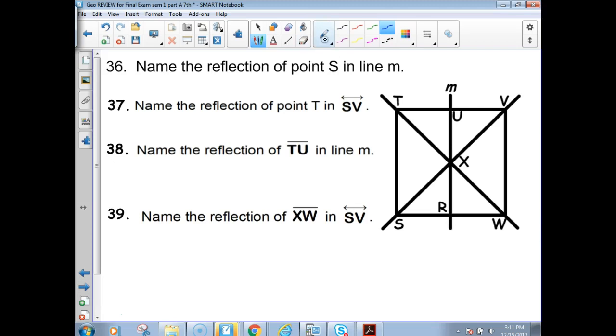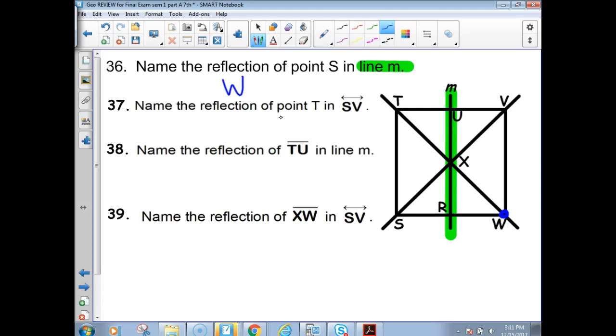36, we had some trouble with this on the last unit test in Chapter 9. We're going to reflect in the line M. I'm hoping I'm going to catch a few more of you on this one this time. If I am reflecting point S over line M, I am going to go straight towards the line and then go to the other side the same distance. So where am I going to land? Yeah, W.